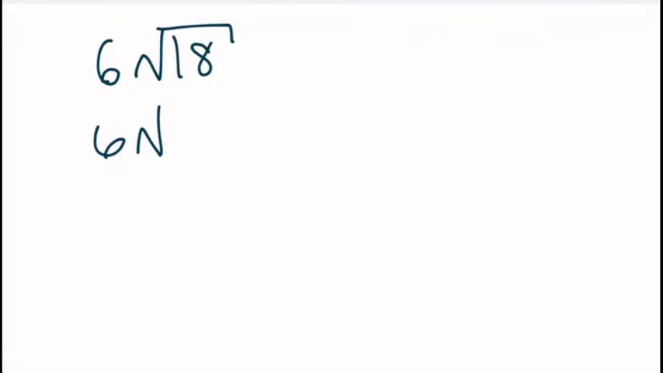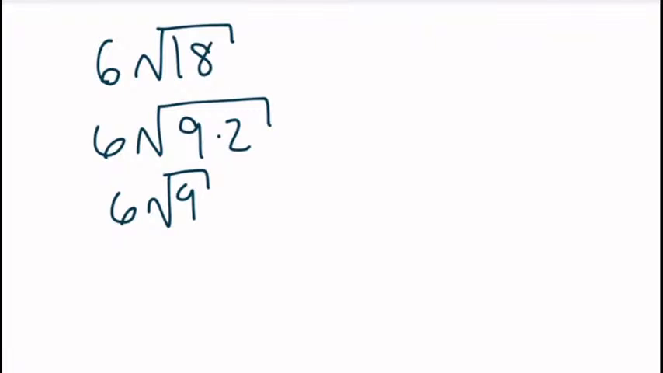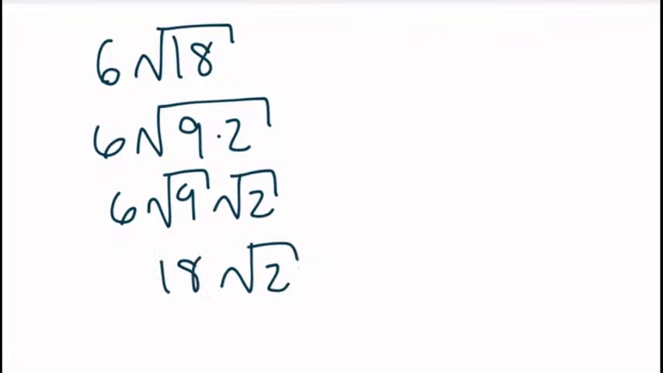So let's take this on to the next page. I have 6 radical 18. So 6 times radical 18 can be broken up into 9 times 2. And 9 is a perfect square, so we're going to take 3 from that. So we do 3 times 6, which is 18 radical 2. And that's our final answer.